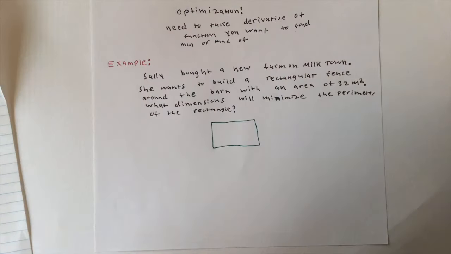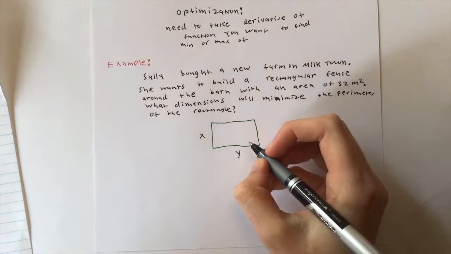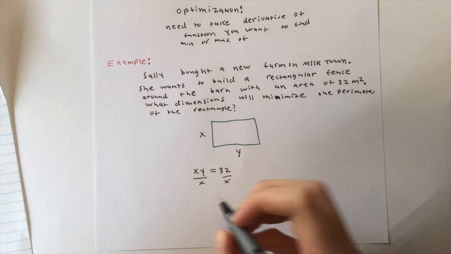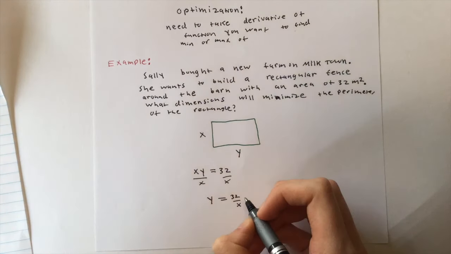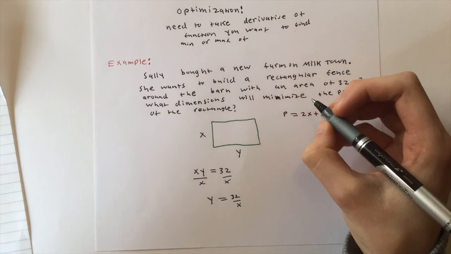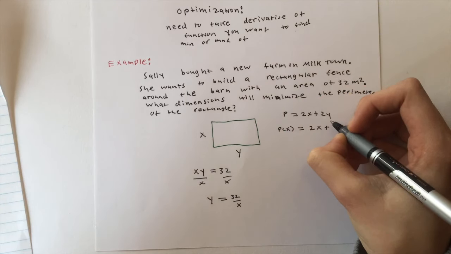So first thing I did was draw a picture of this rectangle. X for the width, Y for the length. And then I know that the area is base times height, which is X times Y equals 32. I solved for Y, so Y equals 32 over X. Now I know the perimeter is 2X plus 2Y because we have two widths and two lengths. So I made this into a function and substituted the Y.